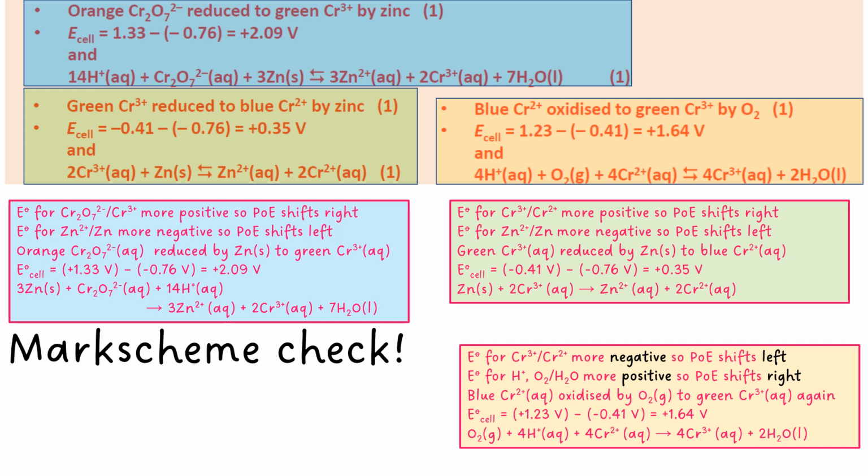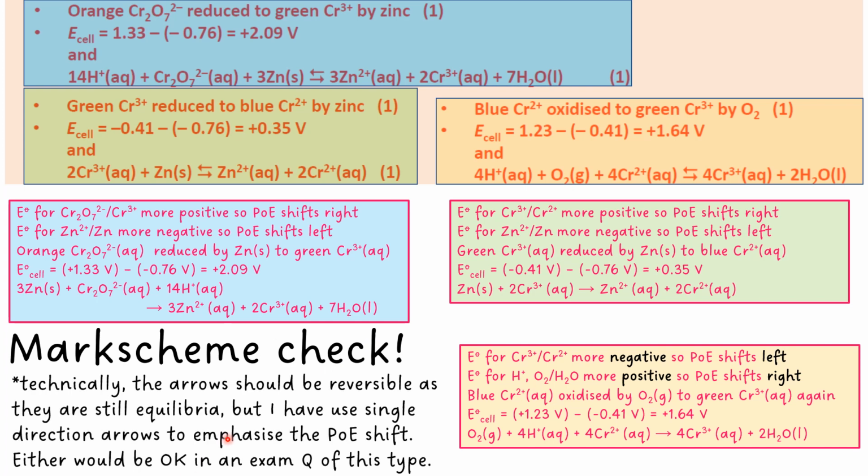Now, you might also see that I've put an arrow pointing from the left to the right in each of my equations, but in the ones in the mark scheme, they have arrows pointing in both directions. So the arrows should be reversible really, because it's still an equilibrium. What I've done though is to try to emphasize the shift of the position of equilibrium. So either would be okay in an exam question of this type.